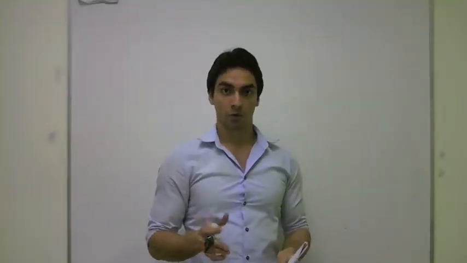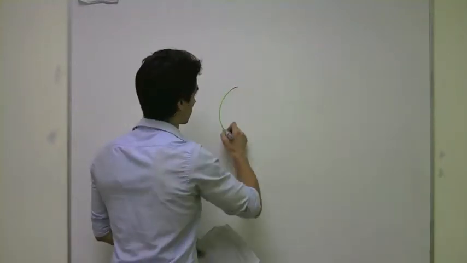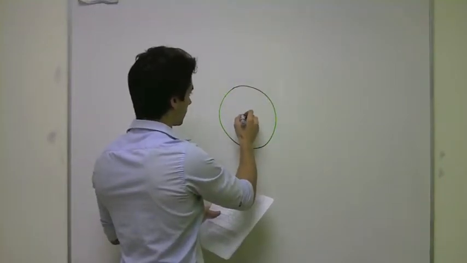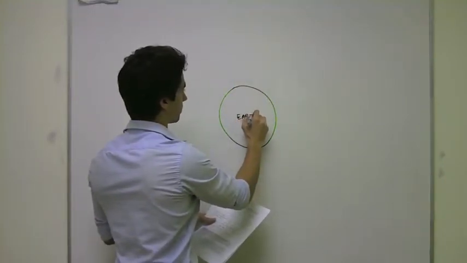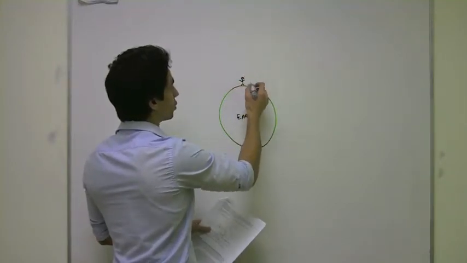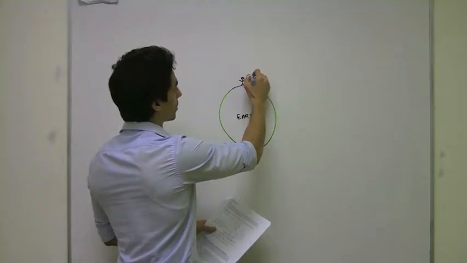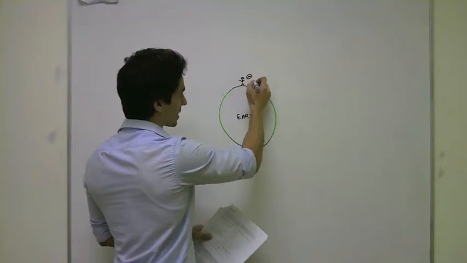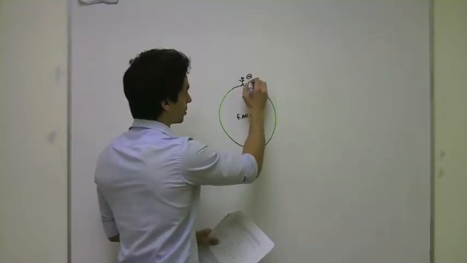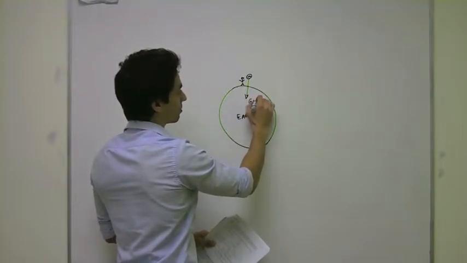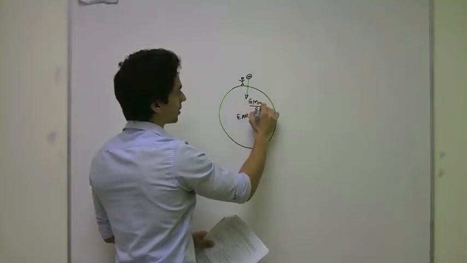Section 9.4 is orbital motion. So let's get started with that. Let's say on the planet Earth here, we have a man standing who is holding an object of mass m. This mass m is being attracted to the planet by a force GMm over r_e squared.